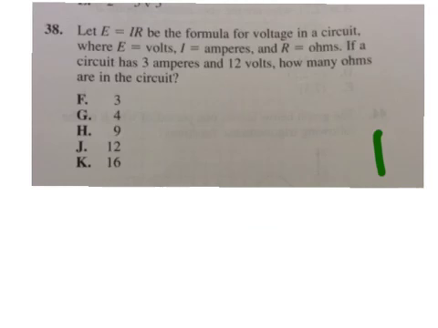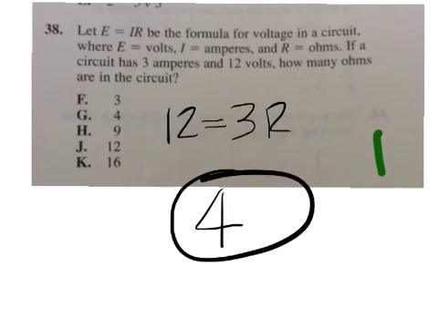If you missed this one, you failed for the 9 weeks. Alright, so this is E. E is volts, and it says you have 12 volts. I is amps, and it says you have 3 amps. You have to search for the ohms in here, and that's going to be R. 3 times 4 is 12.